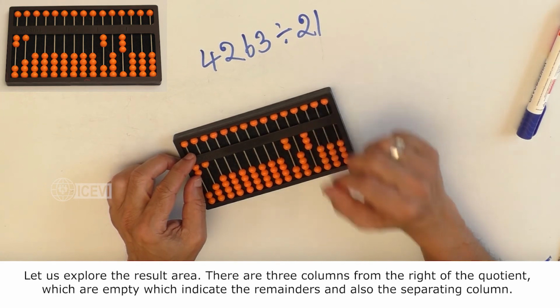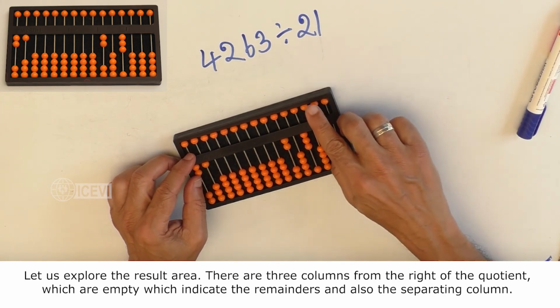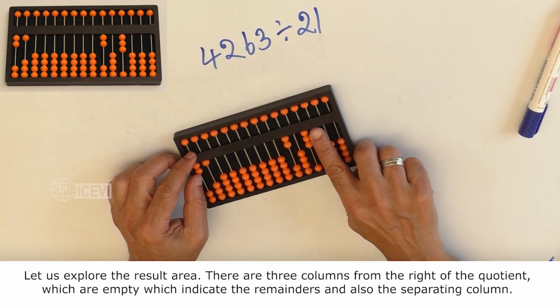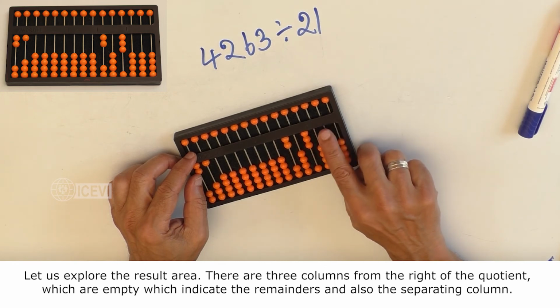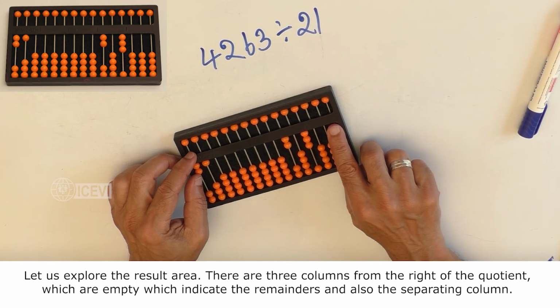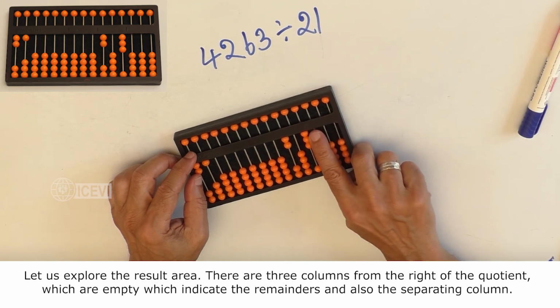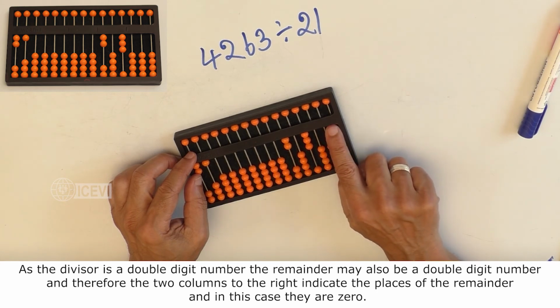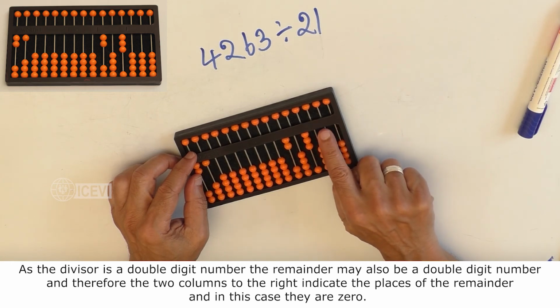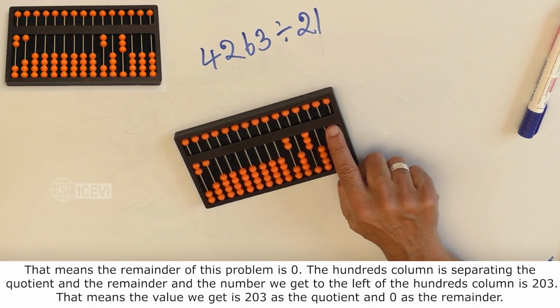Let us explore the result area. There are 3 columns to the right of the quotient which are empty, which indicate the remainders and also the separating column. As the divisor is a double-digit number, the remainder may also be a double-digit number, and therefore the two columns to the right indicate the places of the remainder, and in this case they are 0. That means the remainder of this problem is 0.